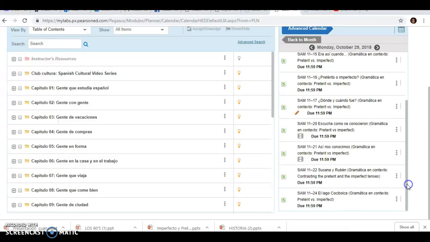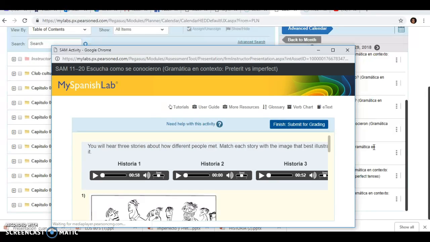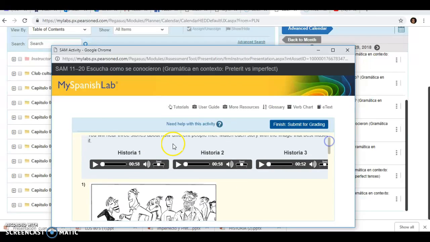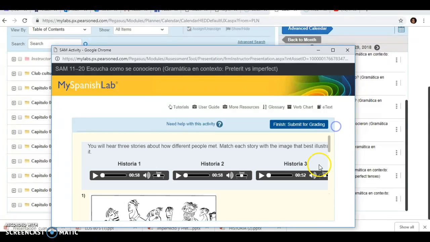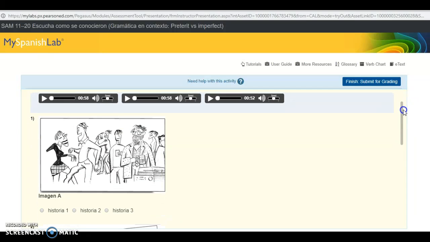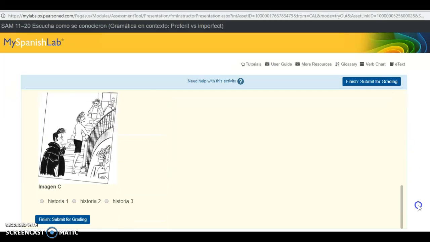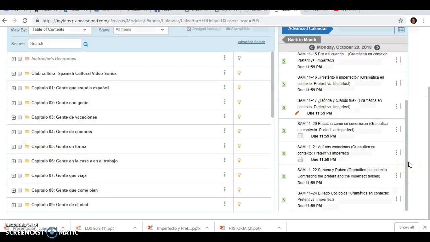Another exercise that you have here is you are going to hear when people met. So you will hear these stories about how different people met, match each story with the image that illustrates it. So you will listen and you have history 1, 2 and 3. So okay, you have historia 1, historia 2, story 1, story 2, story 3, and you have to match each image A, B, and C with the story. Okay, so pay attention. What do you hear or listen about?